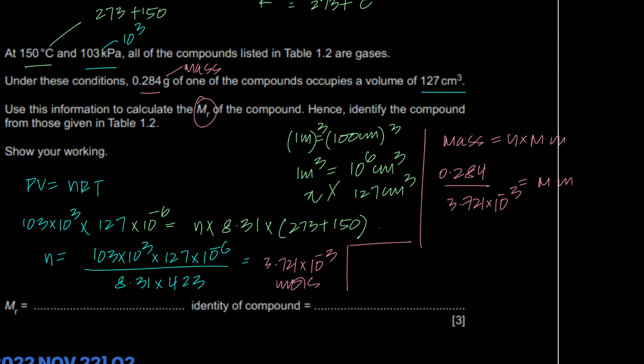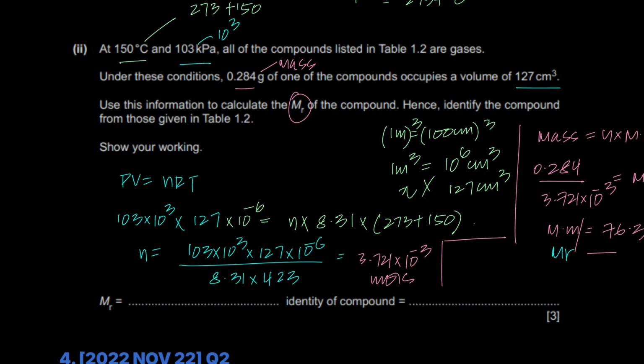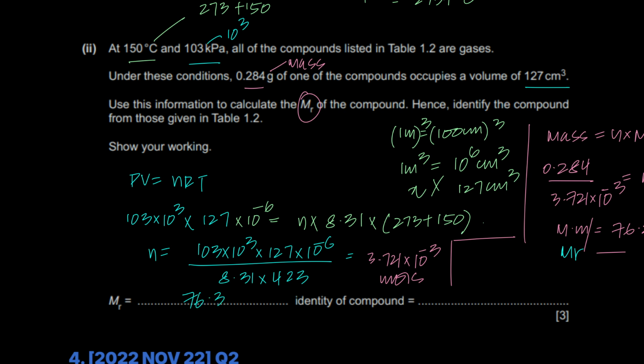So what do you get? 0.284 divided by answer. This is how you do it. 0.284 divided by answer. The answer we get is 76.3. That's the molar mass, or you could say molar mass is the same in magnitude as the MR. So 76.3 is the MR. And what's the identity of the compound?